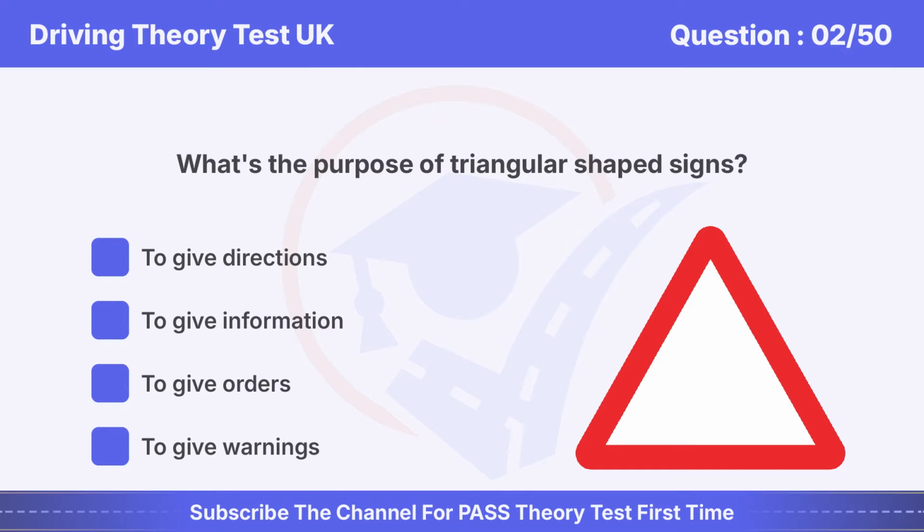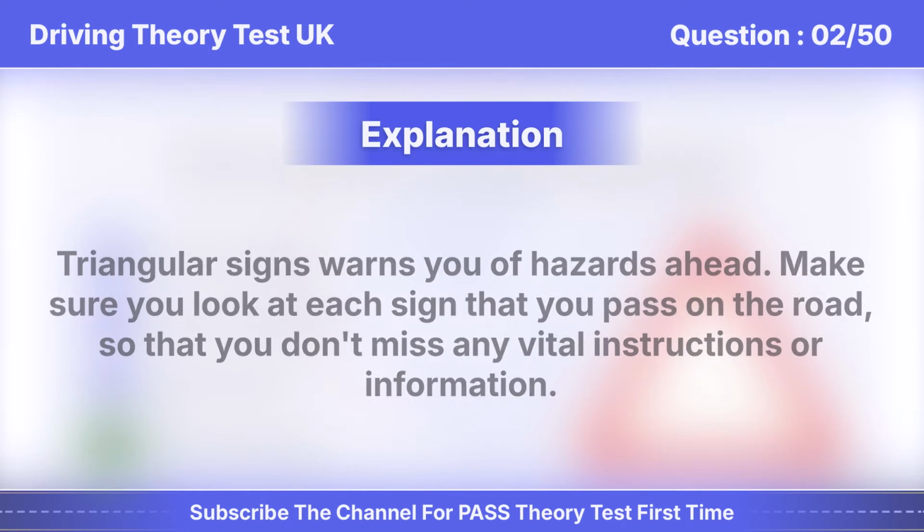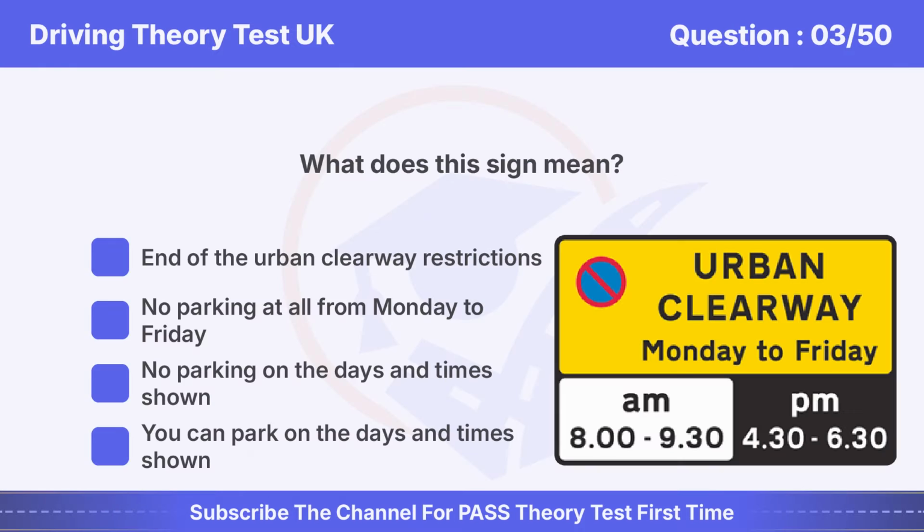Question 2. What's the purpose of triangular-shaped signs? Answer is D. To give warnings. Triangular signs warn you of hazards ahead. Make sure you look at each sign that you pass on the road, so that you don't miss any vital instructions or information.